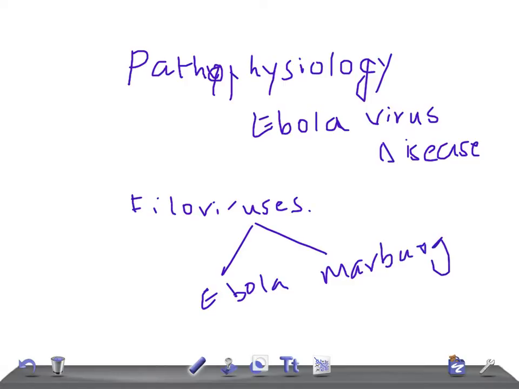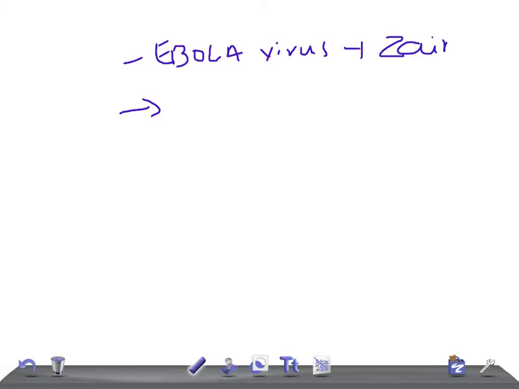Ebola has five different types of viruses that can cause Ebola virus disease. One is the Ebola virus, and remember, this Ebola virus is also known as Zaire Ebola virus, because Zaire is a place in the Republic of Congo. That's why it's sometimes known as Zaire Ebola virus. The other one we have is Bundibugyo virus.